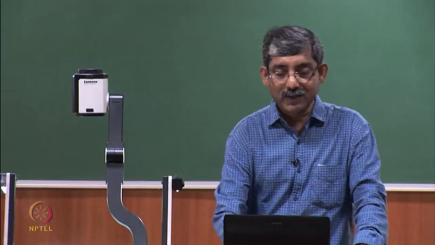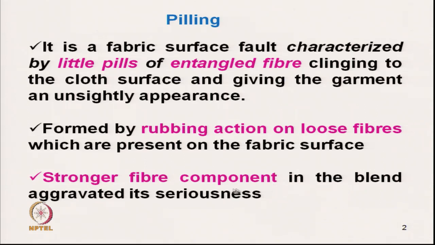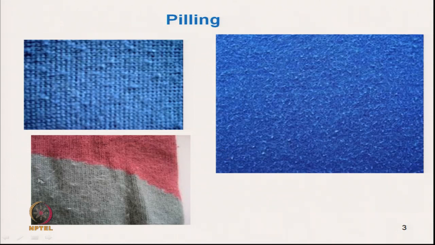So, it is formed by rubbing action on loose fibers which are present on the fabric surface. Stronger fiber component in the blend aggravates its seriousness. Okay. So, these are the peels which are visible on the surface, attached to the fabric. Okay.